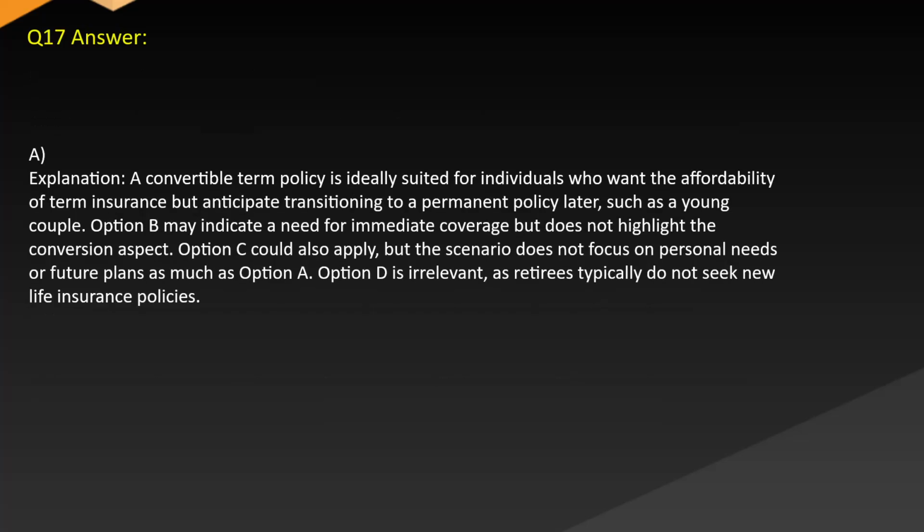Answer A. Explanation. A convertible term policy is ideally suited for individuals who want the affordability of term insurance but anticipate transitioning to a permanent policy later, such as a young couple. Option B may indicate a need for immediate coverage but does not highlight the conversion aspect. Option C could also apply, but the scenario does not focus on personal needs or future plans as much as Option A. Option D is irrelevant, as retirees typically do not seek new life insurance policies.